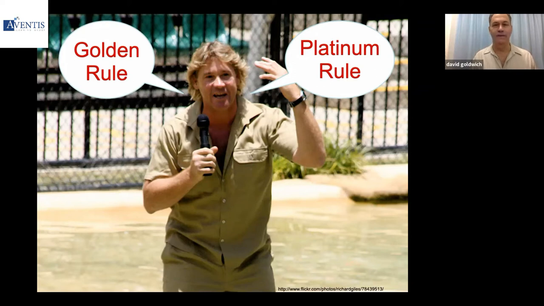Platinum rule says not do unto others as you would like them to do with you, but do unto others as they would like to be treated. So it's about their preferences. And the thinking is, well, not everybody is like you. Everybody is different. And just because you want to be treated one way doesn't mean everybody else wants to. So you have to find out what is their preference and treat them accordingly.